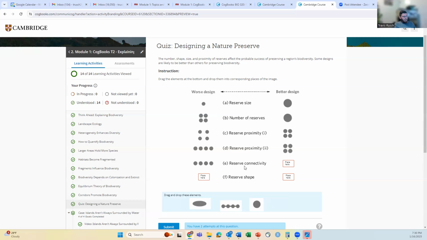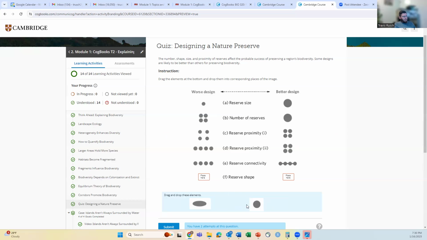All right, reserve connectivity. I go middle, second to left this time again. Yeah, exactly. It would be this one, right? Because these are patches that are not connected, and these are patches that are all connected. So that's connectivity.